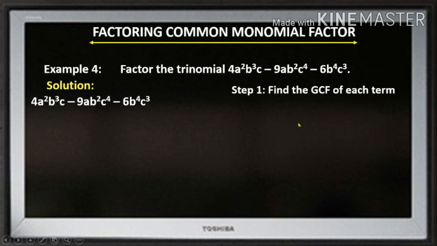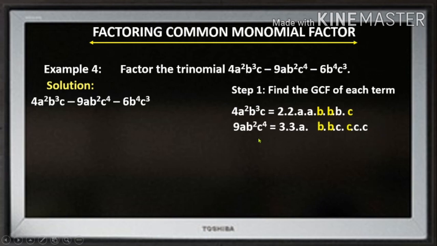Okay, so to solve, step 1, we find the greatest common factor of each term. So we have 4a squared b cubed c is equal to the product of prime numbers 2 times 2 times a times a times b times b times b and times c. For the term 9ab squared c raised to the power of 4, it is equal to the product of the prime numbers 3 times 3 times a times b times b times c times c times c and times c.